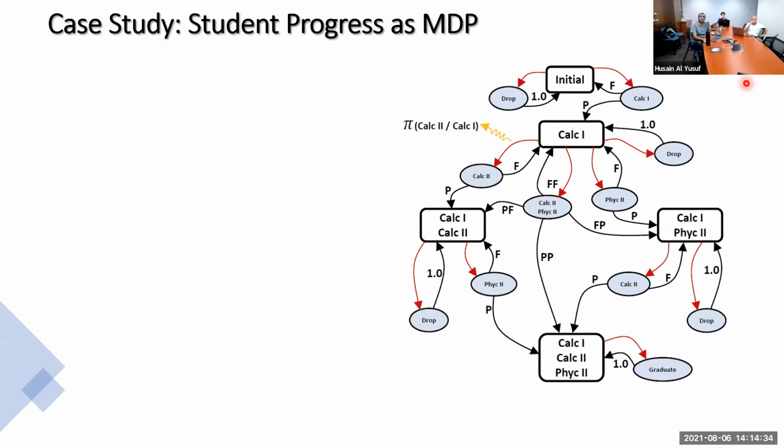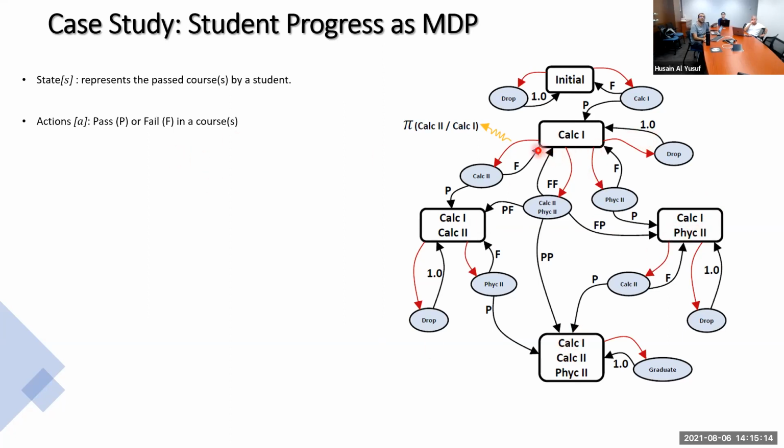This is our model. We model the curriculum as an MDP to simulate students' progress through this curriculum. Our state is the path taken in addition to the initial state. So for each state, if the student is here, it means they passed Calculus 1. If the student is here, it means the student has passed Calculus 1 and Calculus 2. And it is the same for each state.